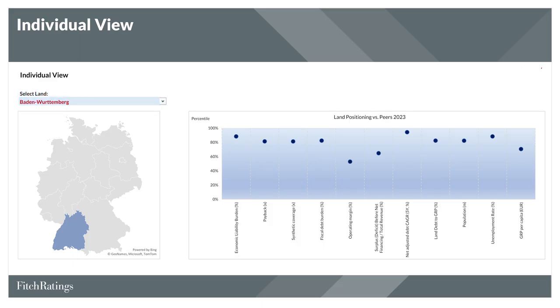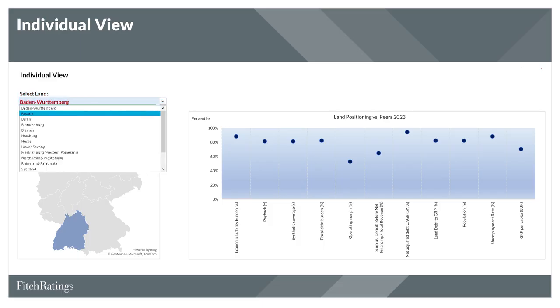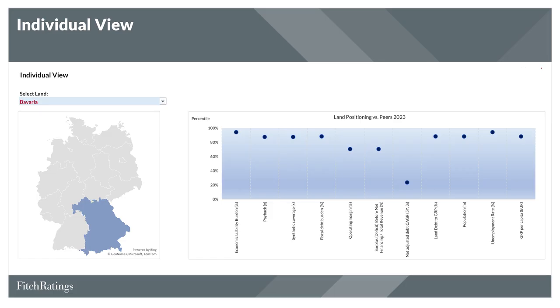And if the user is choosing, for instance, Bavaria, then the map will change. And again, the user is seeing the land positioning relative to its peers. The user can also have a detailed look at Bavaria's historical financials over the last 5 years, looked at through the same lens we use in our credit analysis, and focus on the main ratios that we have already seen in sector view.